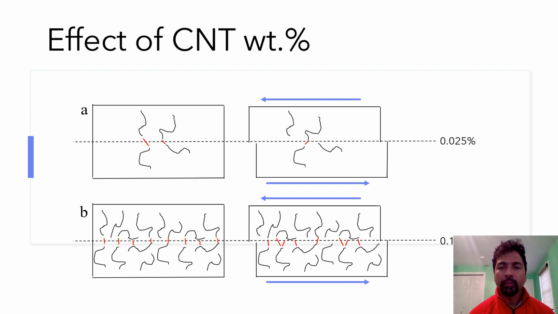However, let's take 0.1%. You have more carbon nanotubes compared to the previous system, where you have 4 times the amount of carbon nanotubes. Because of that, the duration of no change in resistance is much longer in the case of 0.1% compared to 0.025%, because the neighboring carbon nanotubes make contact with the old carbon nanotubes.